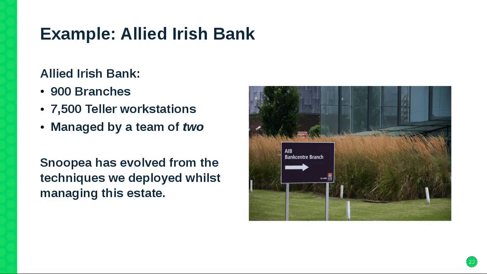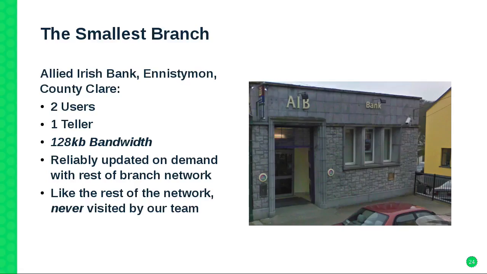So we've turned it into an application, and it's all evolved from what we learned doing that. That's the smallest branch. Now, can anyone pronounce that name? Can anyone read it at the back? Ennistymon in County Clare, 2 users, 1 teller, 128 KB bandwidth. And we upgraded it just like all the others, on demand, overnight, and none of us went to that branch. We never went to any branch. The only place we went was the head office.